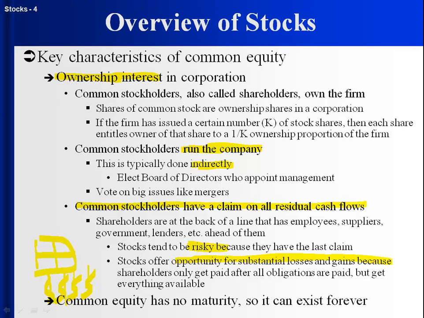Common equity has no maturity, so it can exist forever. It's sold out there and doesn't have a maturity. It just exists. Unless the firm takes some special steps, like going out of business or being dissolved because of a merger or acquisition, the equity will just continue to exist forever.